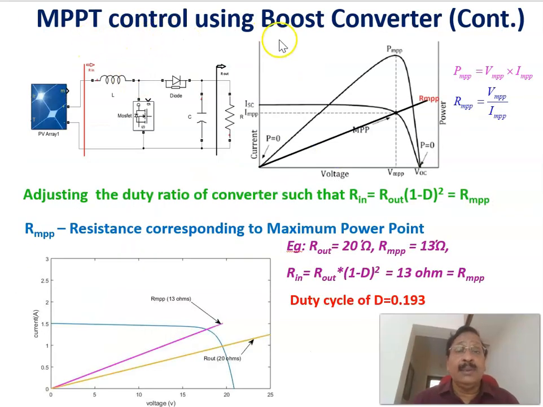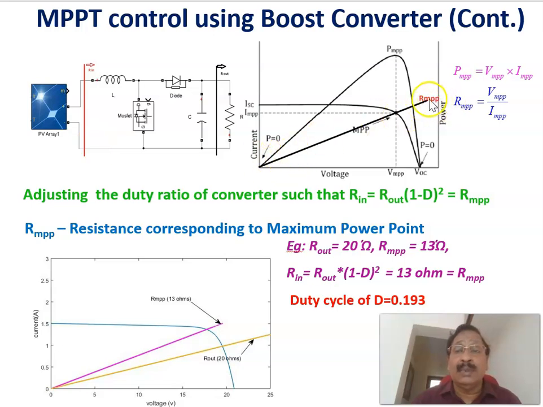Now continuing the MPPT control using the boost converter, this is the circuit diagram of the boost converter. This is the PV array and this is the load, and this reflected resistance is called Rin, and Rin equals R out into 1 minus D whole square. Therefore, we are adjusting the duty ratio of the boost converter so that this Rin is made equivalent to RMPP.